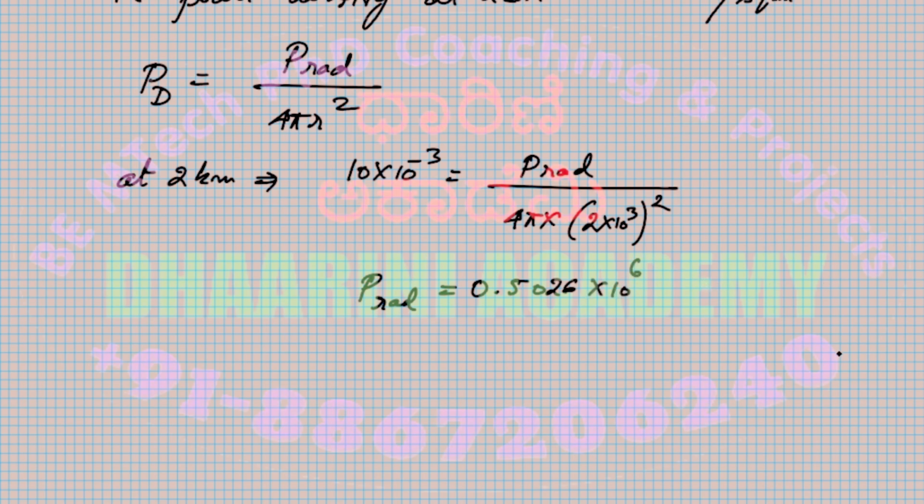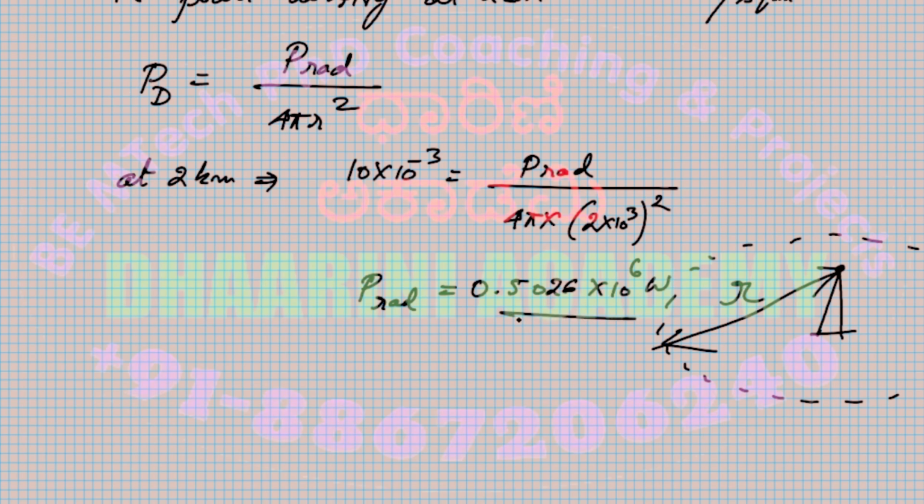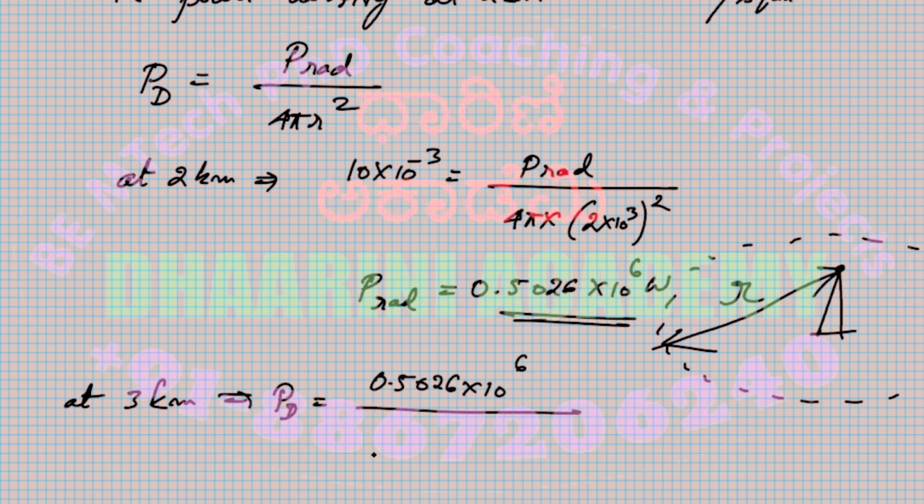Here it's something like, you see, you have a source here. This is the source, and you are measuring at a distance of 2 kilometers anywhere. So that makes a circle. So this distance, whatever you measure, itself is the radius. So 0.5026 into 10 to the power 6. This is again power, so watts. Radiated power is this much. Now at 3 kilometers, you calculate the P_D itself. P_D is equal to P_rad, that is 0.5026 into 10 to the power 6 divided by 4 pi into 3 kilometers, so 3 into 10 to the 3 square. That's all.